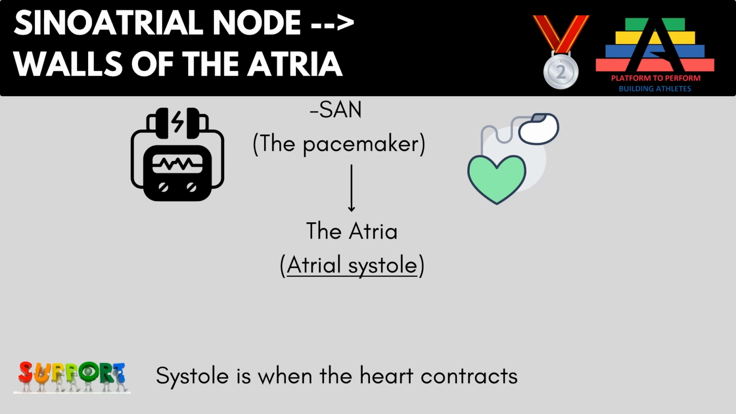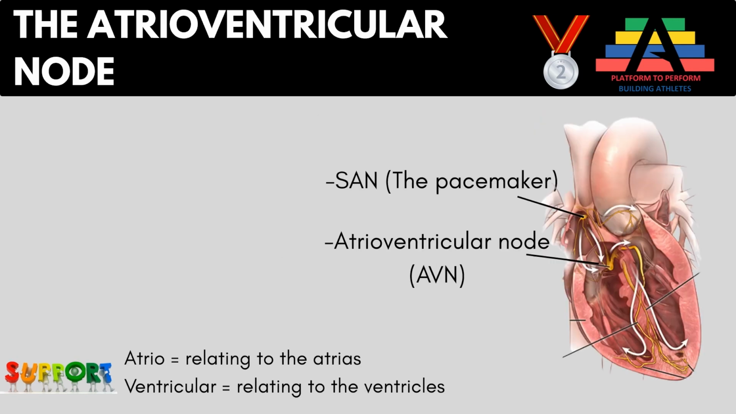Now, if we're talking about atrial systole, that means that the specific part of the heart that is contracting is the two upper chambers, known as the atria. When they contract, they force blood into the ventricles. The next place that the electrical impulse travels to is something called the atrioventricular node. Atrio just means we're talking about the atria, and ventricular just means relating to the ventricles. Now, the atrioventricular node transmits the electrical impulse between the upper and lower chambers of the heart.